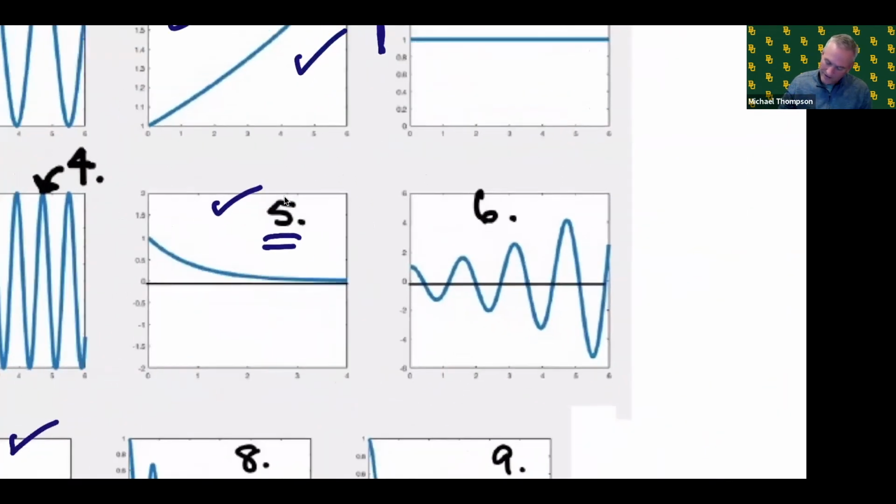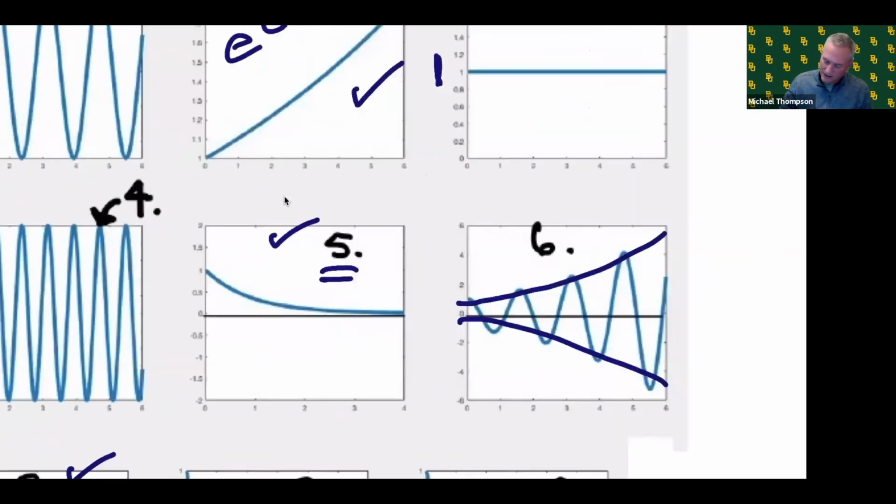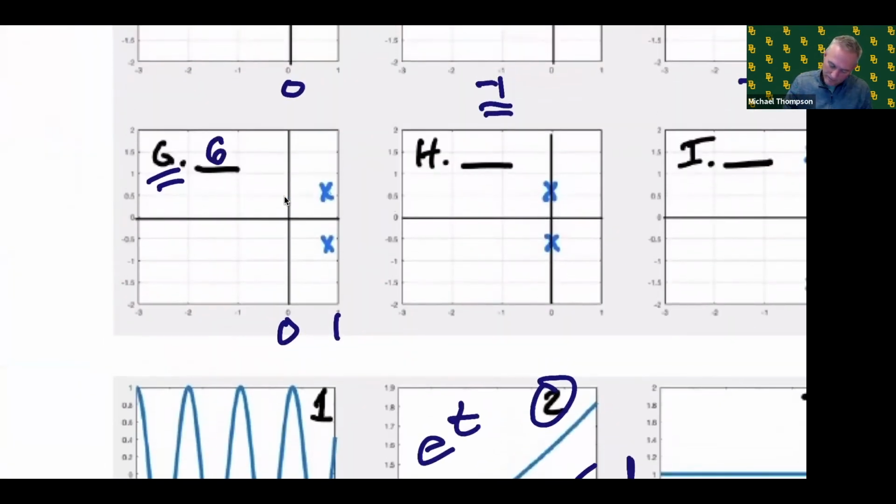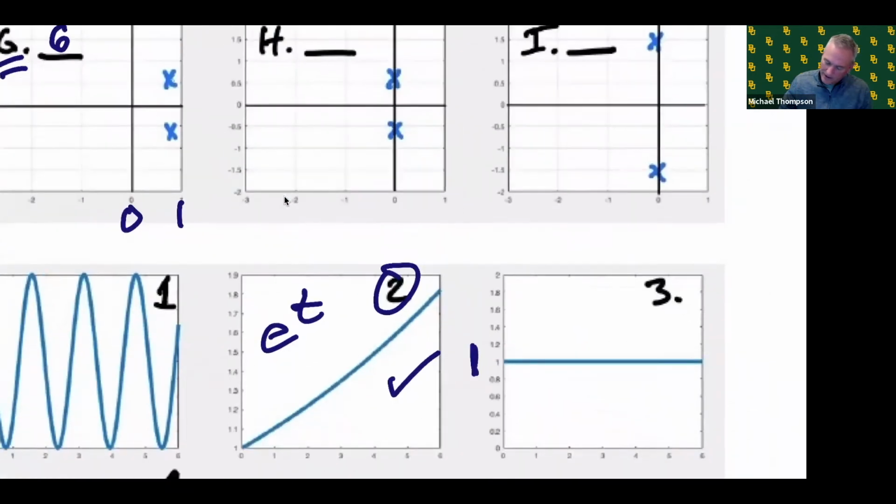All right, so if you look at 6, it is shooting up and also oscillating. Okay, so 6 would match here. All right, and then the last two.